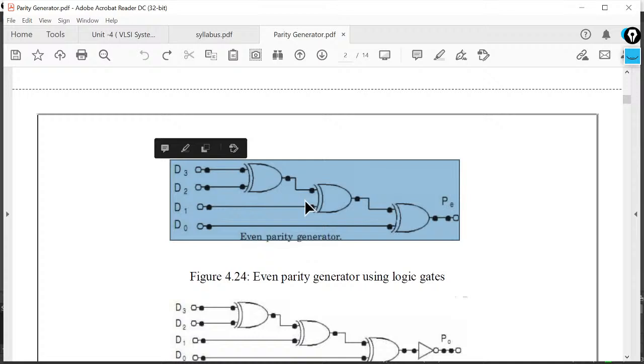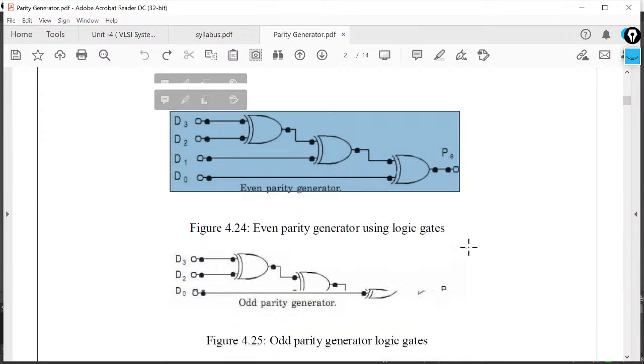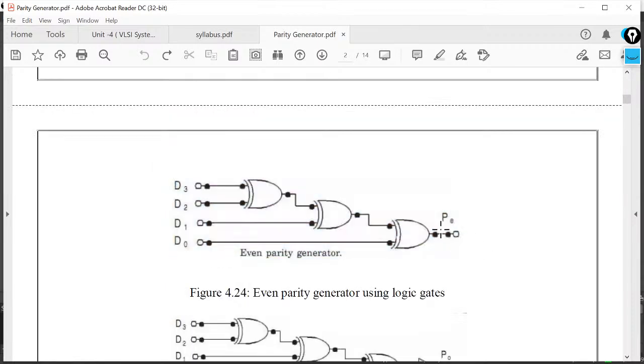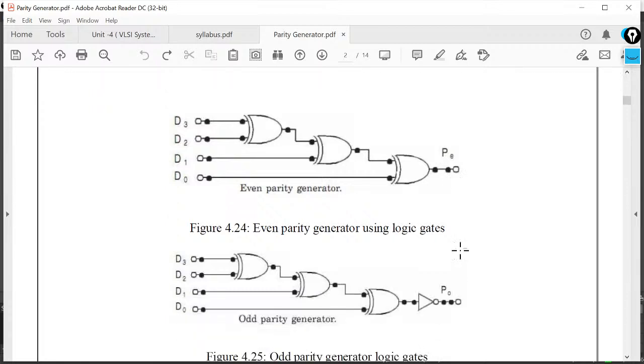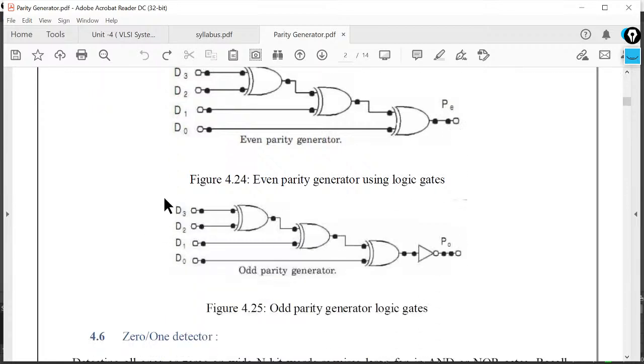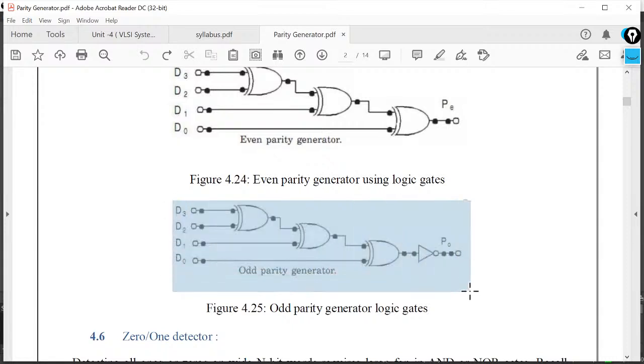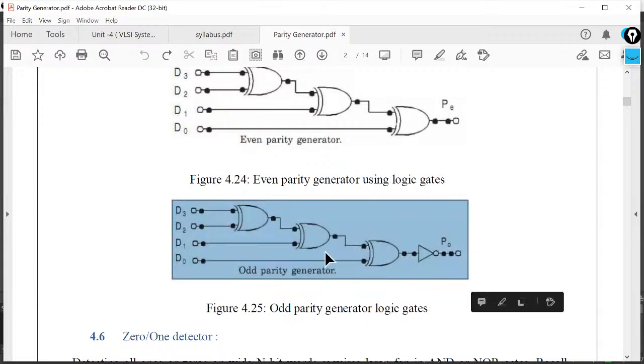So we can implement this XOR gate using any type of gate, by any type of implementation, according to the designer's requirement. This one is the representation of the even parity generator, and this one is the gate level representation for the generation of the odd parity generator circuit.